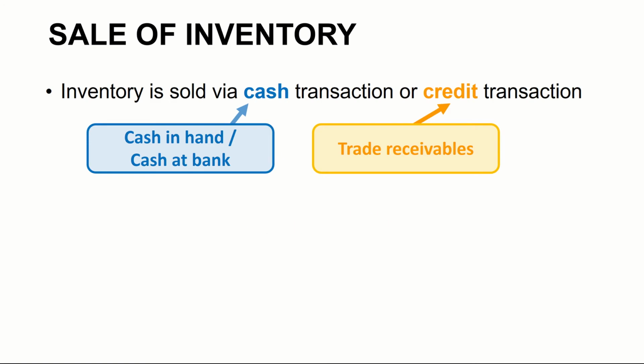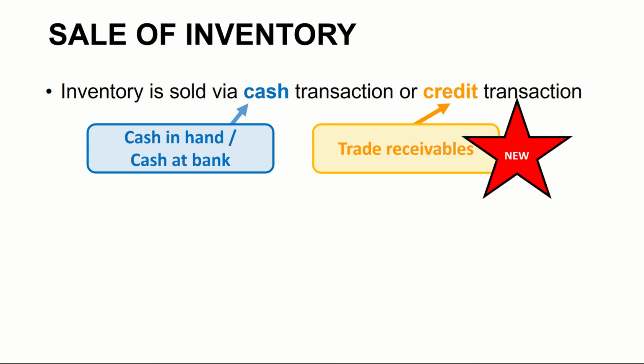In the previous session we learned how to record cash sales, and we know that inventory is sold via a cash transaction or a credit transaction. So this session we will focus on credit transactions. How do we record a credit sale?